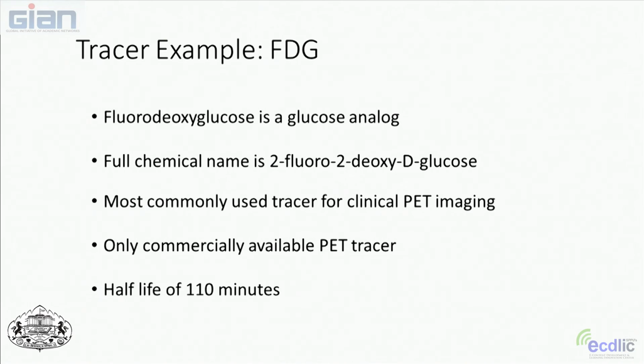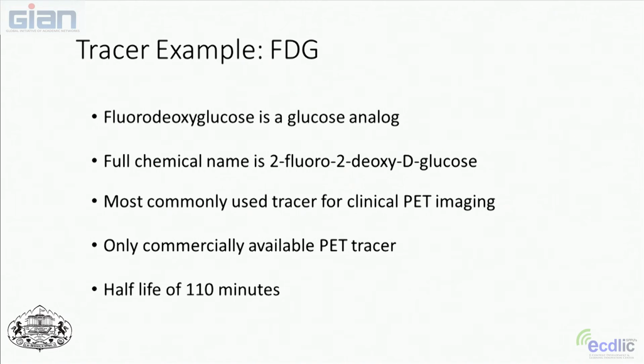So the first tracer we're going to talk about, and the one we're going to talk about in most detail, is FDG. FDG is probably the most common PET tracer that is used. It is the only commercially available PET tracer, so you can actually purchase this from somewhere and use it. So it's used clinically. I think that's still true. I'm not 100% sure. But when I worked at the PET Center at the University of Pittsburgh, other tracers besides FDG had to be made specifically in the cyclotron at the PET Center.